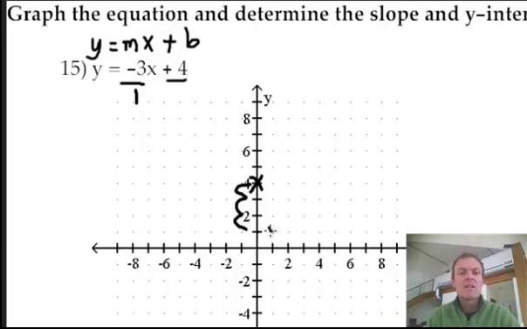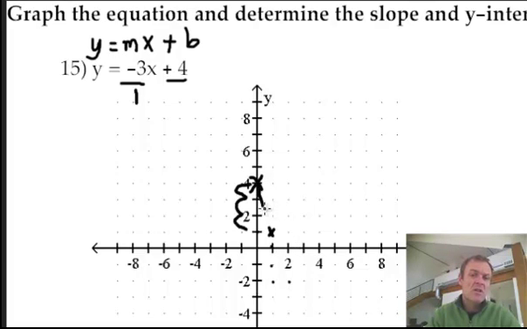And again, I'll make a little mark. You can do little points, whatever you want to do. So if you look at that, I counted down 3 to the right 1. That's another point. Now you can just join those 2 points together. If you want to, you can go down another 1, 2, 3, and to the right 1. That just gives you another point if you want to make a nice straight line. But anyway, this is it.